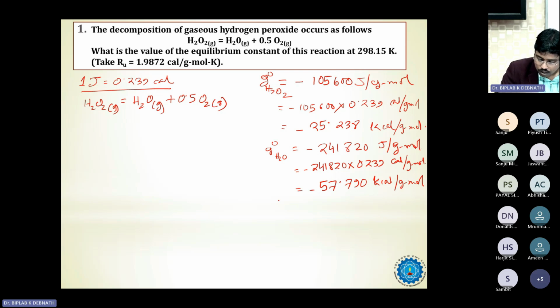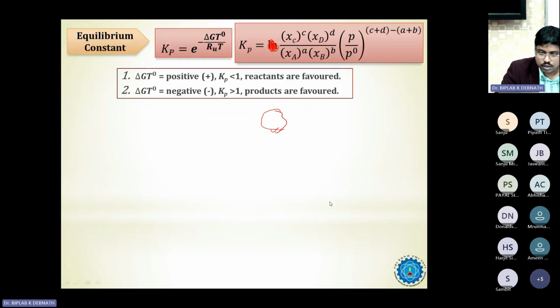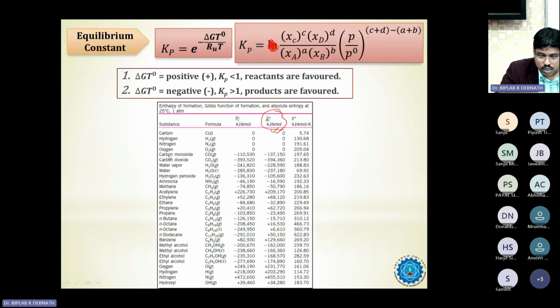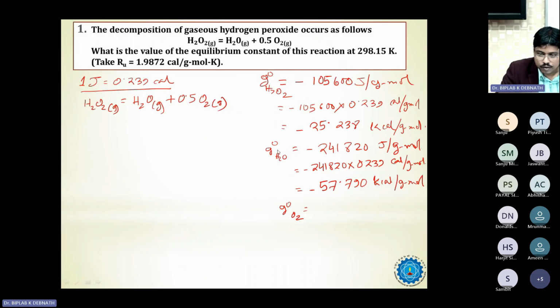Okay, and what is the standard state Gibbs function for oxygen gas? Here also it is told. Here you see for oxygen the standard state Gibbs function change is 0. Okay, standard state Gibbs function for oxygen is 0. So this is 0 kilocalorie per gram mole.